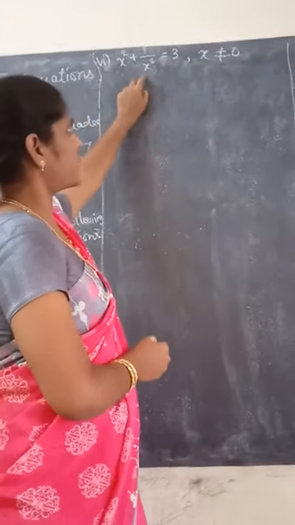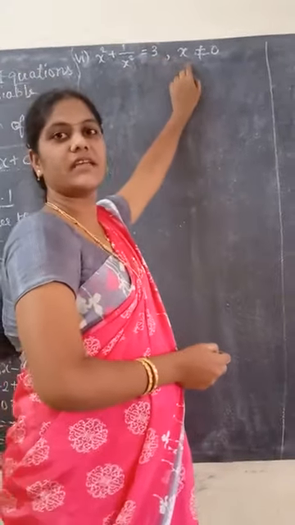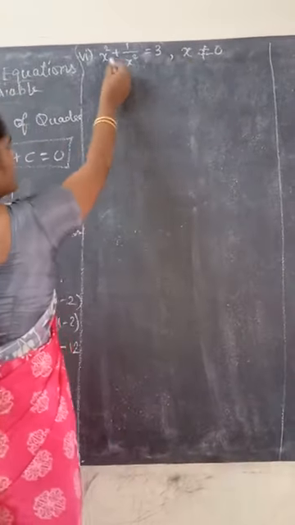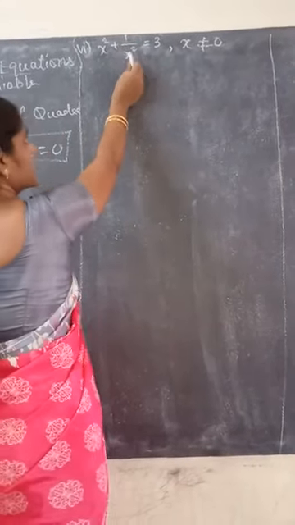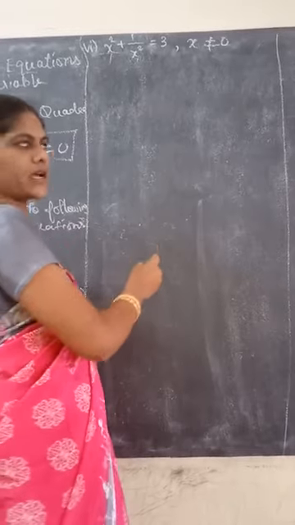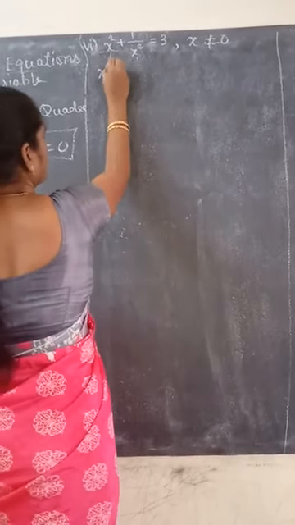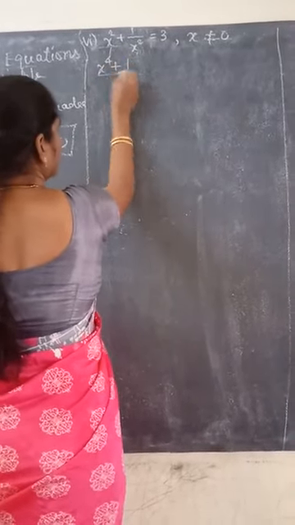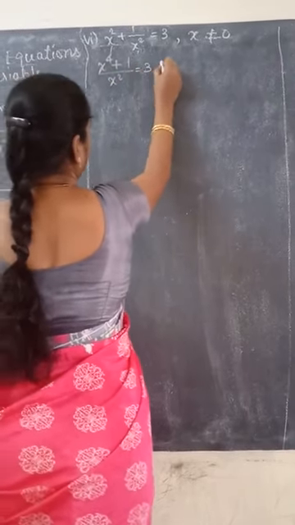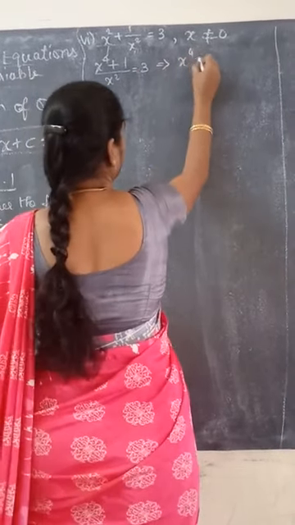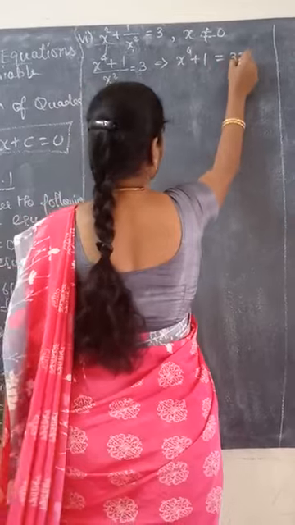x square plus 1 by x squared equal to 3. Here they have given x is not equal to 0. First we need to do the cross multiplication. Because the denominator is 1, we need to take the LCM. So x power 4 plus 1 divided by x squared equal to 3. Next, x power 4 plus 1 equal to 3x squared.